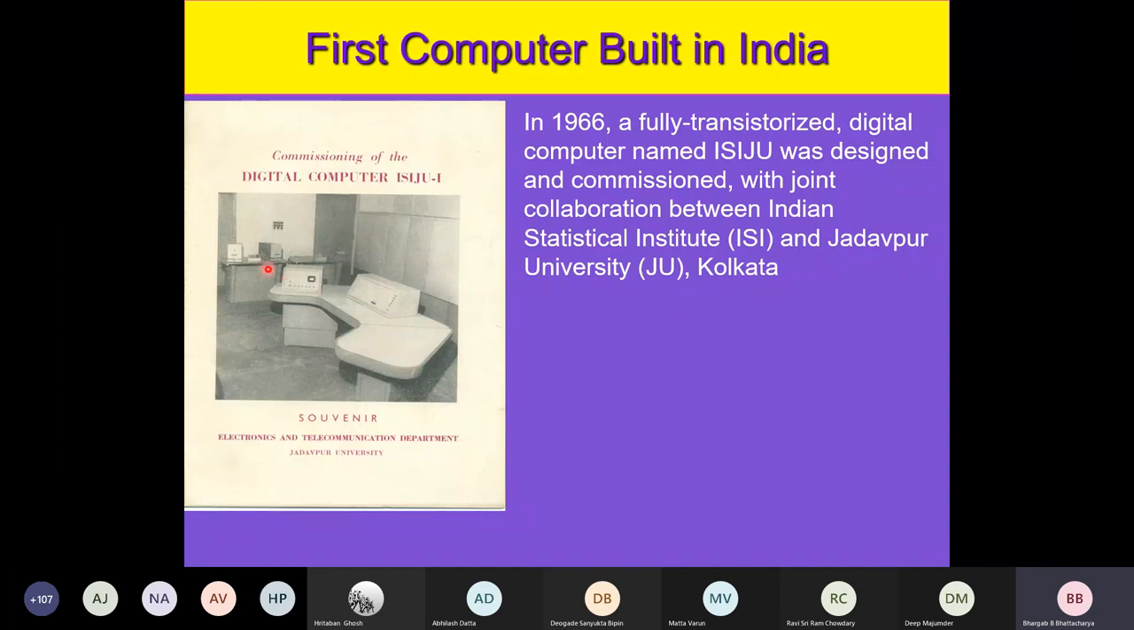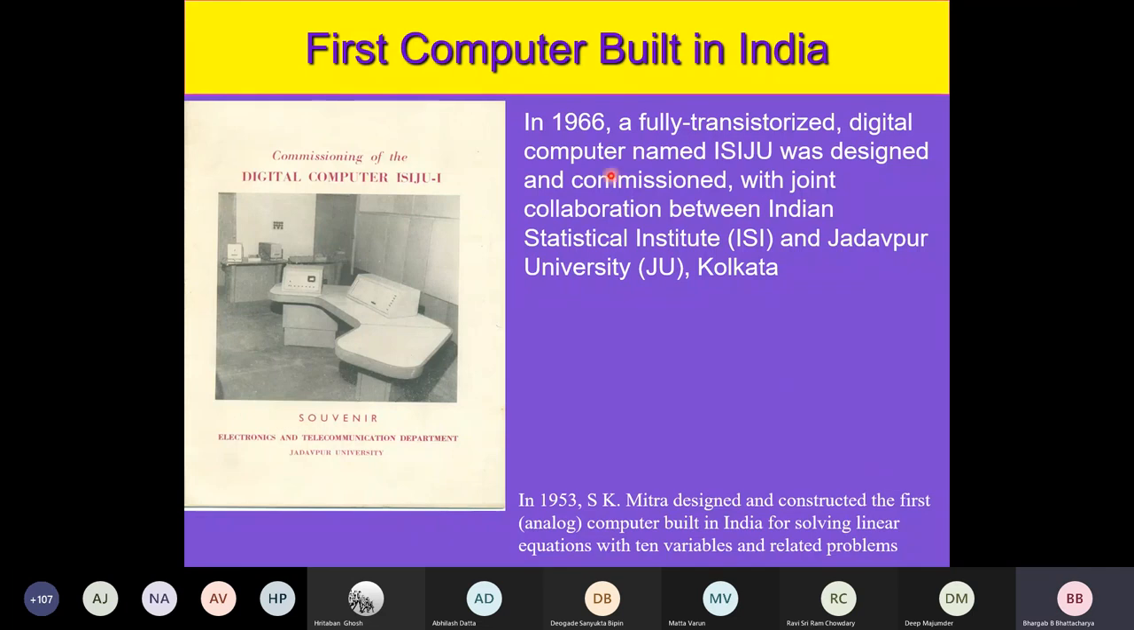So this is the control room. During that time, you did not have the monitor and so on. The monitor technology had not yet come. So you had some switches and so on.